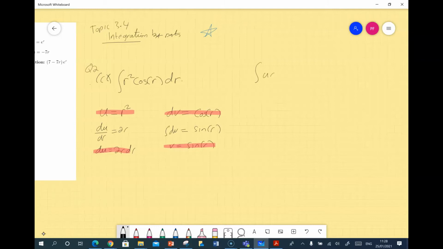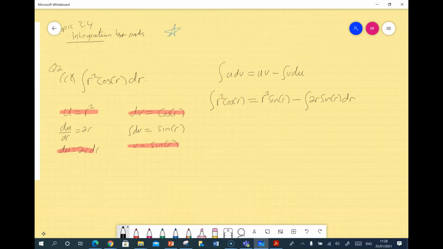The integral of u dv, that's the thing they asked us to do, is uv minus the integral of v du. So u dv, as I said, is what they gave us to do, r squared cos of r. So the integral of that is equal to u times v, which is r squared times sine of r, minus the integral of v du, which is sine of r by 2r. I'll just rewrite that in the opposite order, 2r sine of r, and I've got my dr.